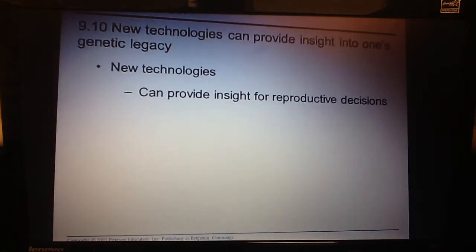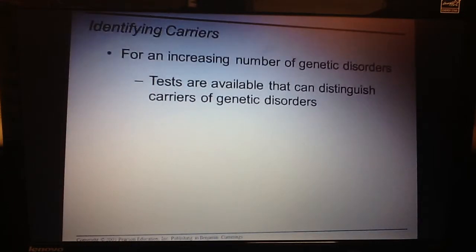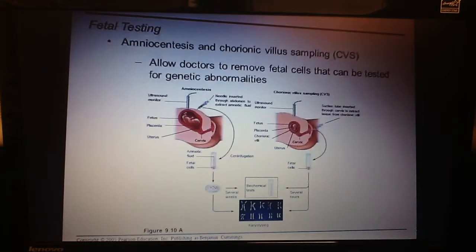Now, we have developed technology that allows us to look for these kinds of disorders ahead of time. In this way, we can identify genetic carriers, and we can say, look, you're a carrier for this trait. Do you want to have the risk of producing an offspring that might have it if your partner also is a carrier? There is fetal testing that you can do. Amniocentesis or CVS are another one that can be done.